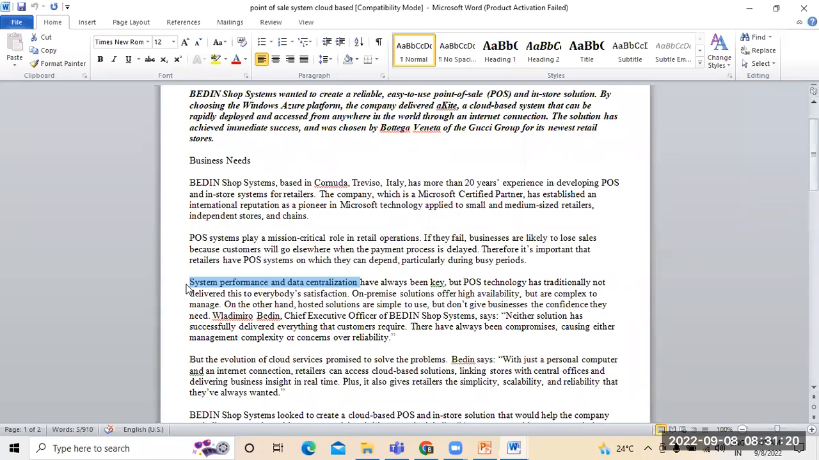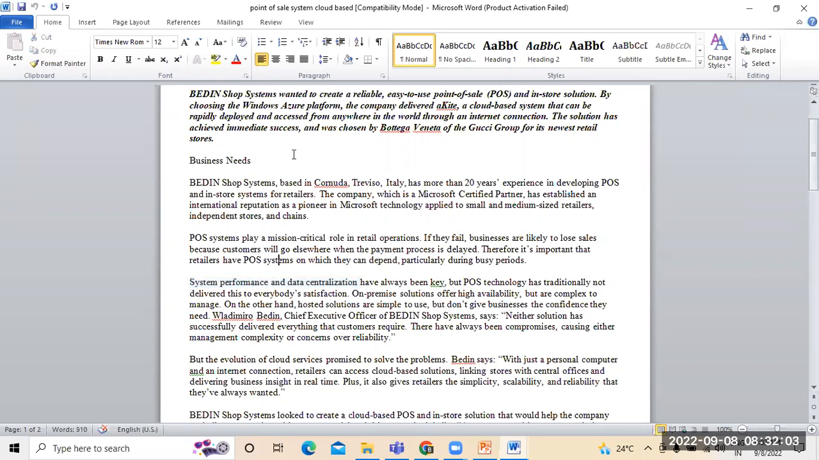Second, data centralization. You are managing different stores in different locations, where you want to centralize the data and prepare reports, depending on the store-wise, depending on the time-wise, and so on. So when is it possible? When you are centralizing the data and managing the system performance by considering the present condition into account, it is more helpful to you. But unfortunately, that's what was given: the traditional point of sale system is not providing this to everybody's satisfaction.